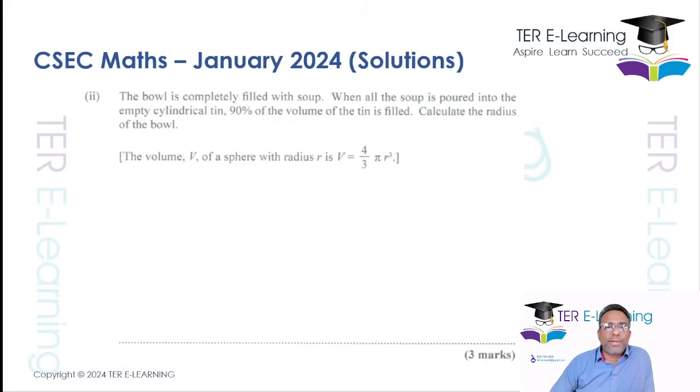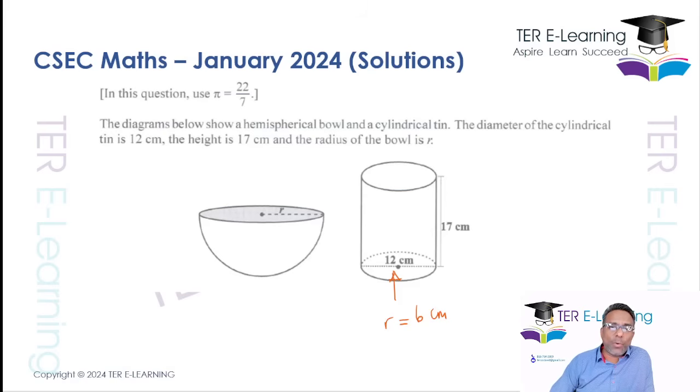What else do they have here now? So the bowl is completely filled with soup. All of the soup is poured into the empty cylindrical tin, and 90% of the volume of the tin is filled. Calculate the radius of the bowl. Now, what's happening here is this. You are taking the contents of this and you're going to pour that inside of here.